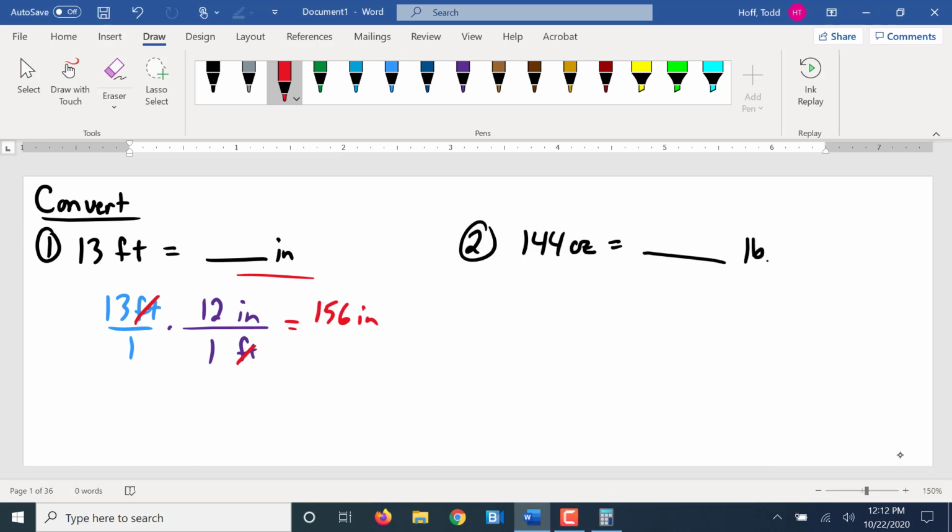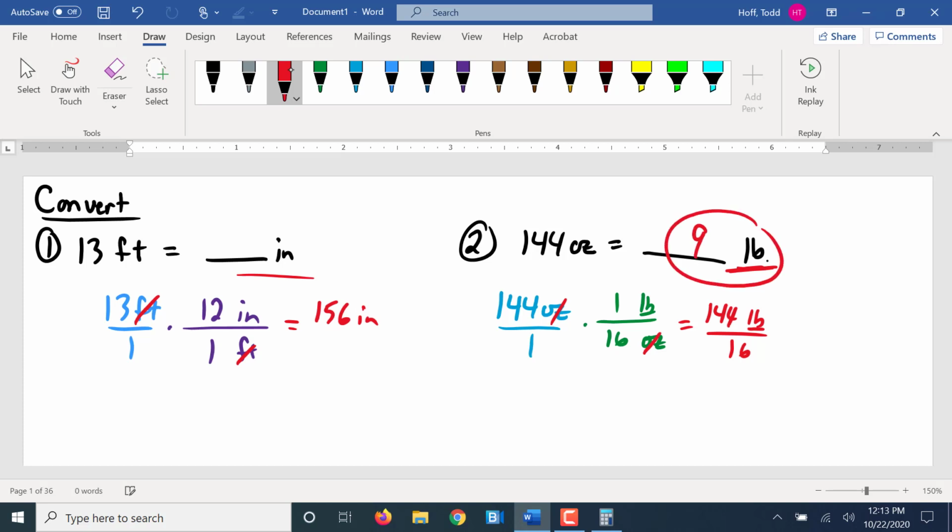Our second problem, let's convert 144 ounces into pounds. So we have 144 ounces. We'll put that over 1. We're getting rid of the ounces, so we're going to put ounces on bottom, going into pounds. 1 pound is 16 ounces. So the ounces cancel out. On top, we have 144 times 1 pound. It's 144 pounds. On bottom, we have 1 times 16. That's just 16. We divide. 144 divided by 16 is 9 pounds.